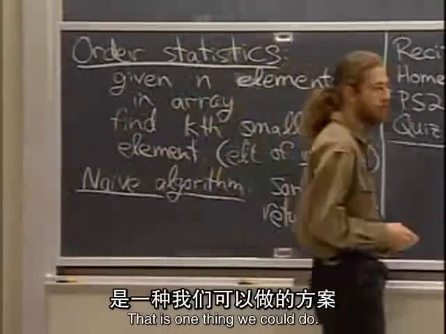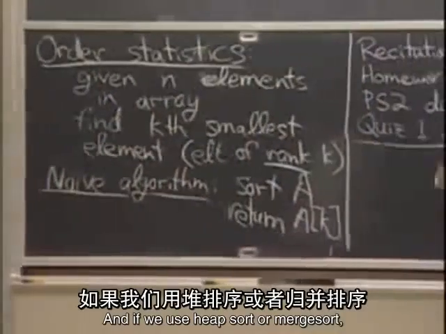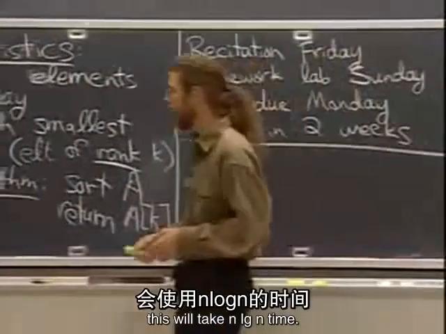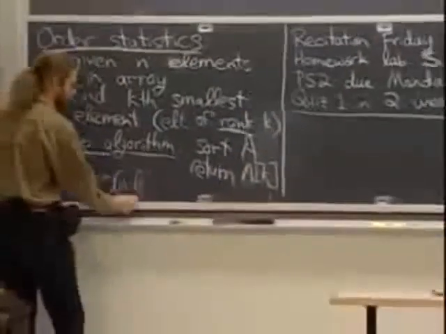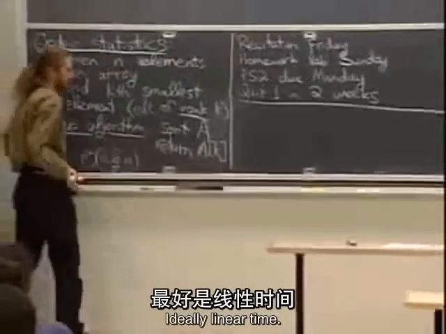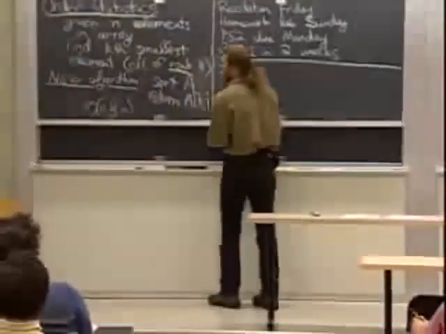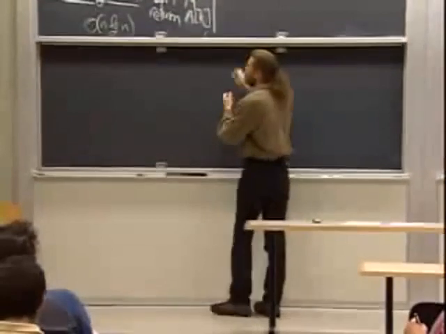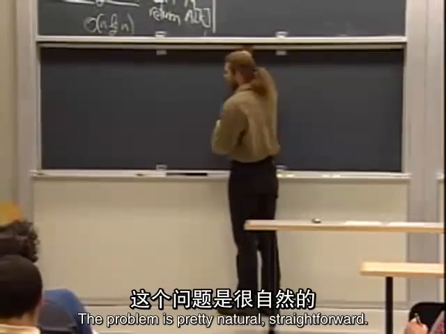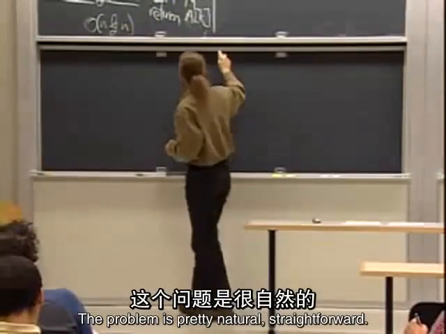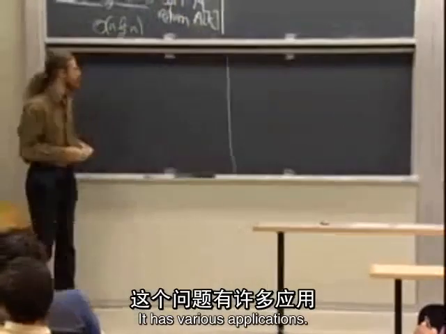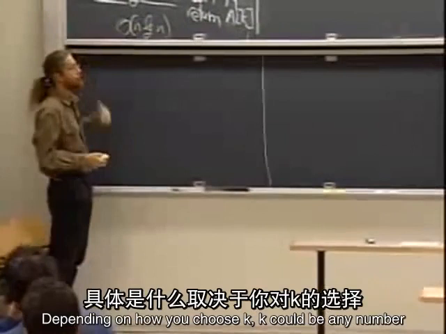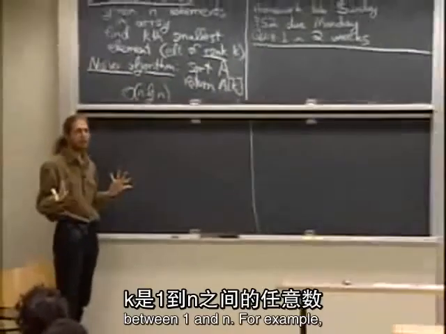If we use heap sort or merge sort, this will take n log n time. We'd like to do better than n log n, ideally linear time. The problem is pretty natural and straightforward. It has various applications, depending on how you choose k, which could be any number between 1 and n.